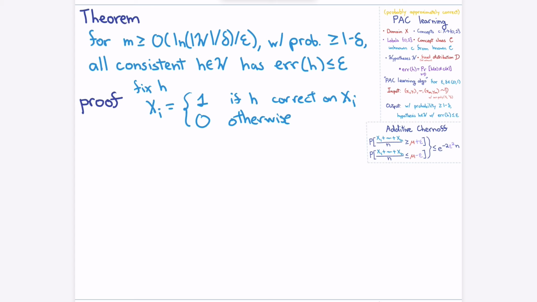So actually, I think what we might want to do is, instead of doing correct, count the number of incorrect. Okay, so I fix h and I have these indicator variables, and maybe I have m of them, one for one training sample. What do I do next? How do I connect this together?